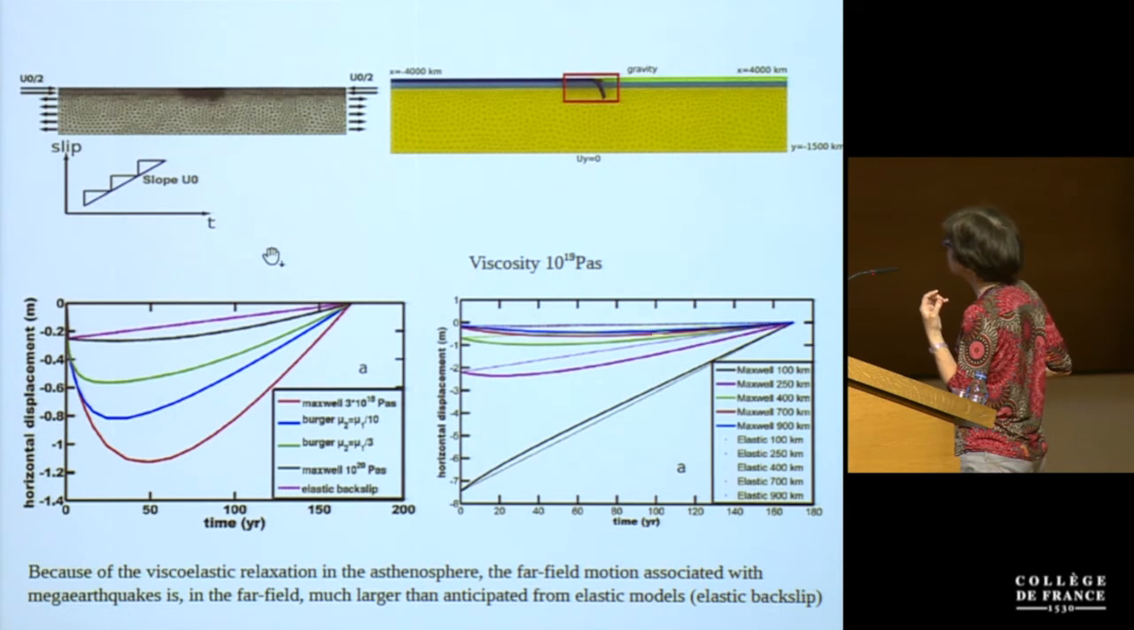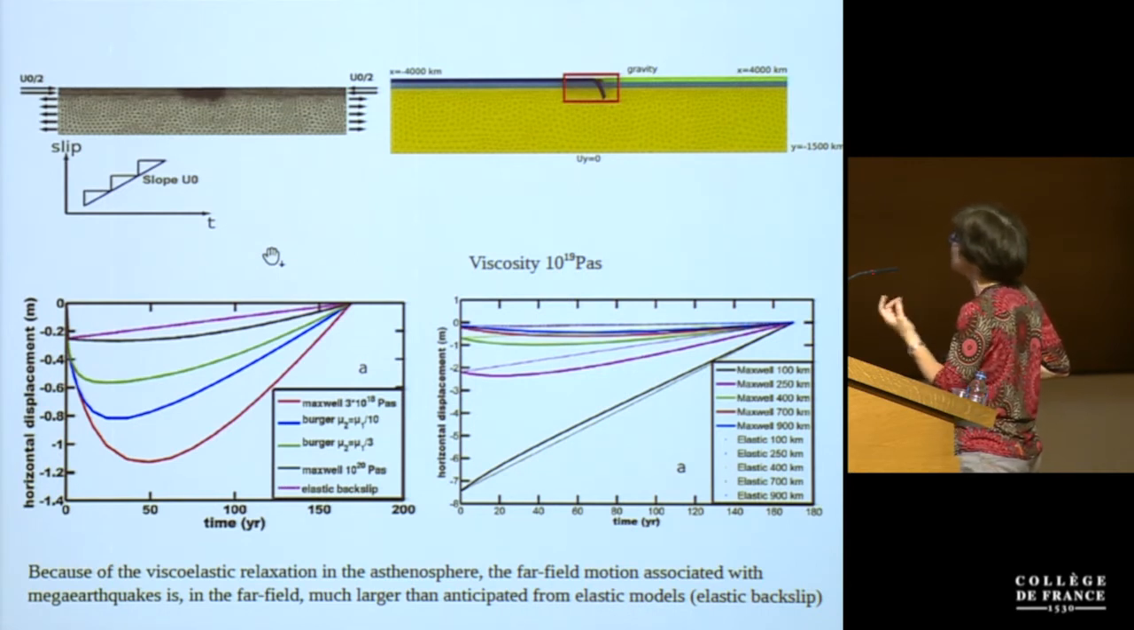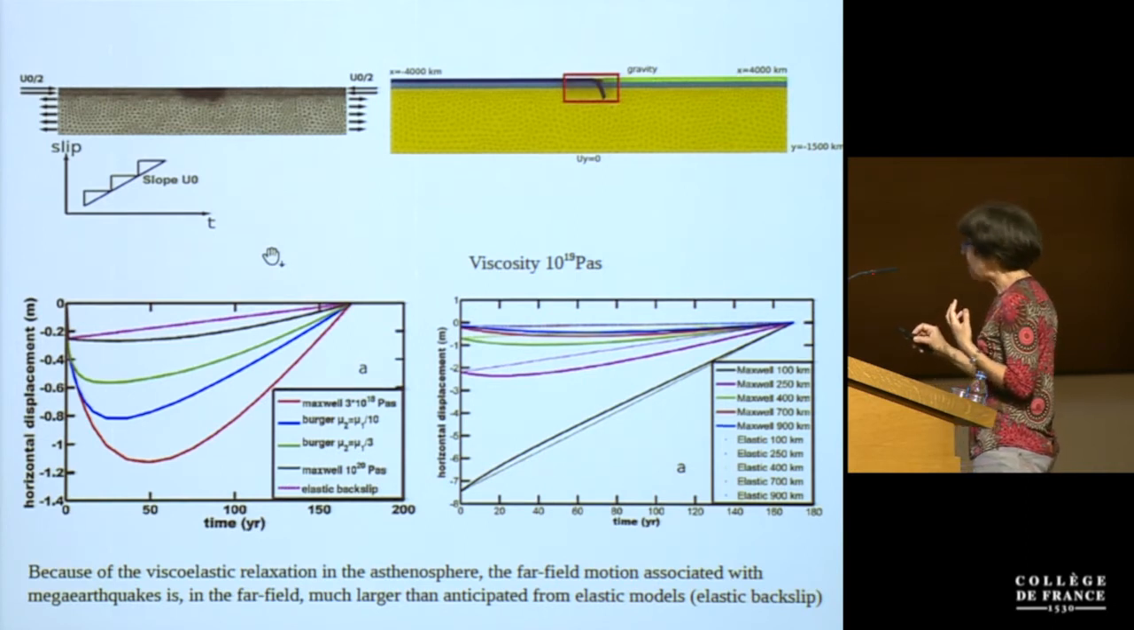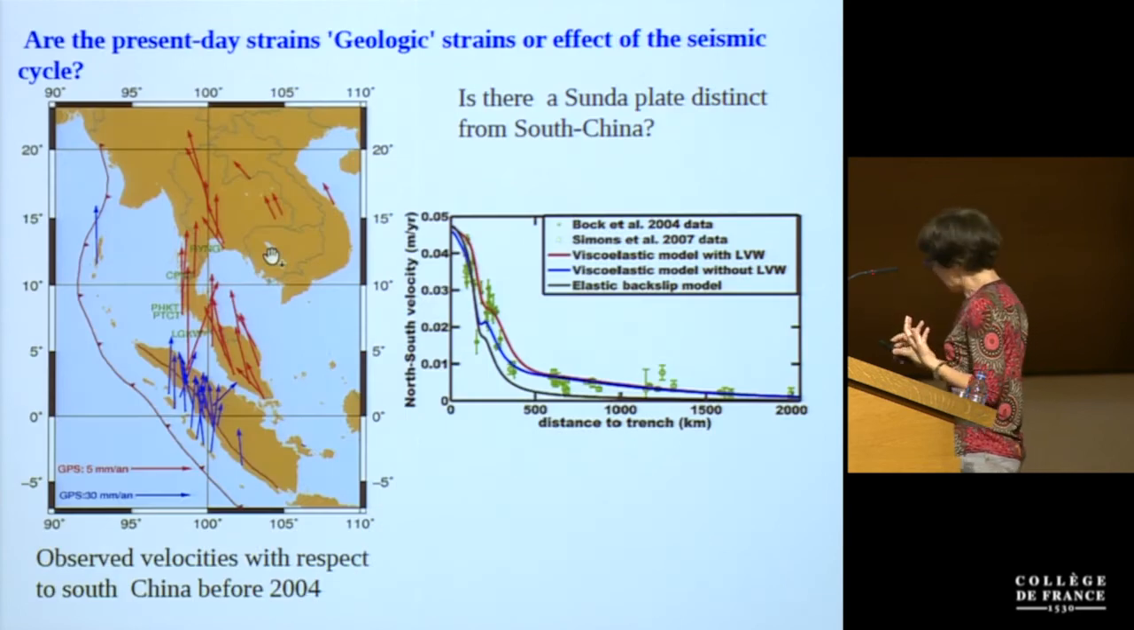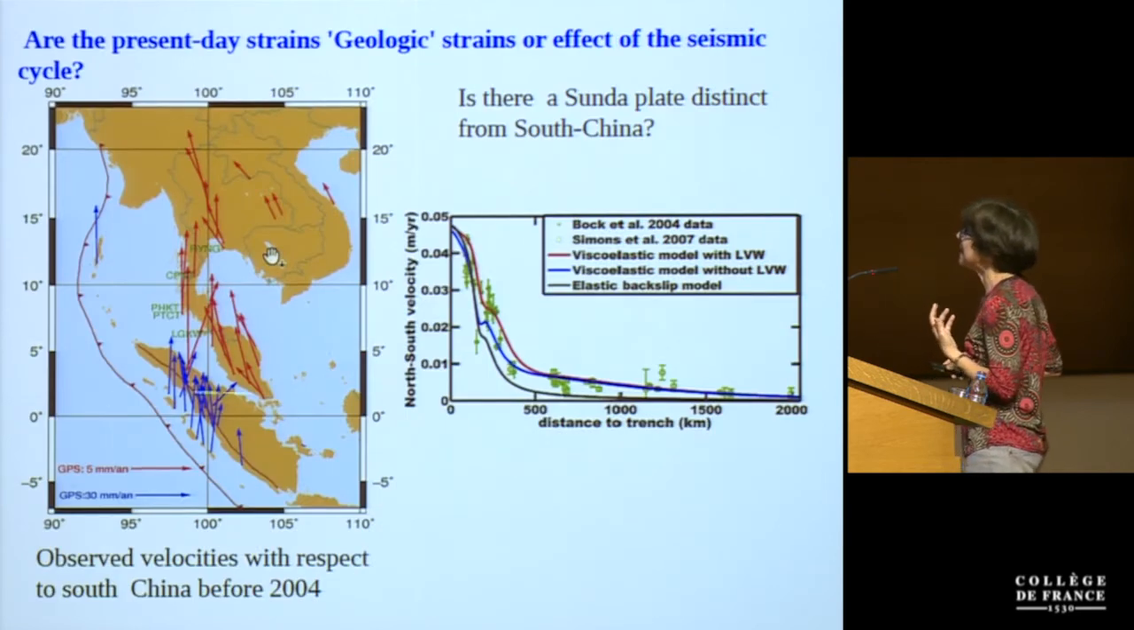When you are close to the trench, the effect of the viscosity of the asthenosphere is not very big compared to the purely elastic model. But relatively far away from the trench, it becomes much and much bigger. Now, how do we apply that to what we saw on the first slide?